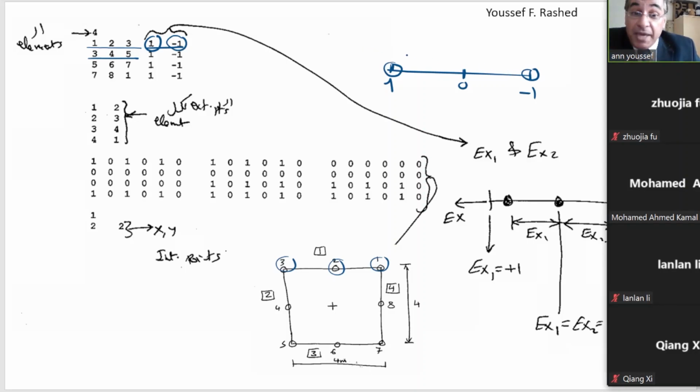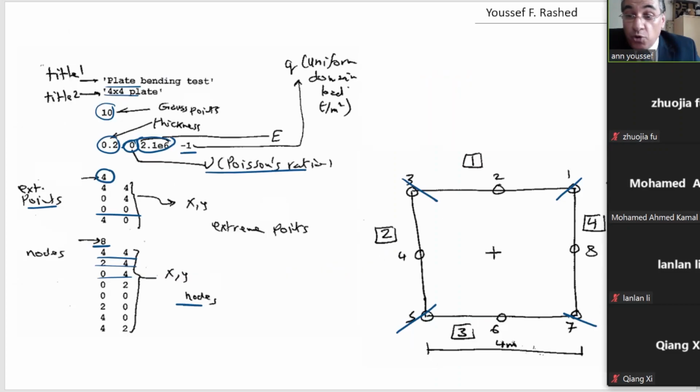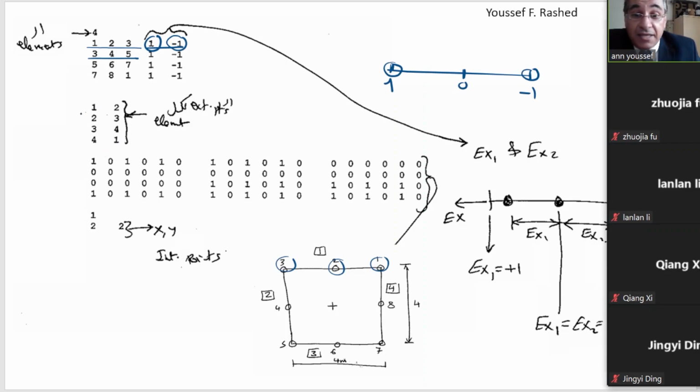Okay? And be careful. As far as you put your nodes here at 1 and -1, this should be compatible with the coordinates of the nodes. So this has to be compatible with each other. And these are the extreme points of the elements. For example, the first element is between the extreme point number 1 and number 2, the second one from number 2 and number 3, and the third one from number 3 and number 4, and so on. The last one is between 4 and 1.